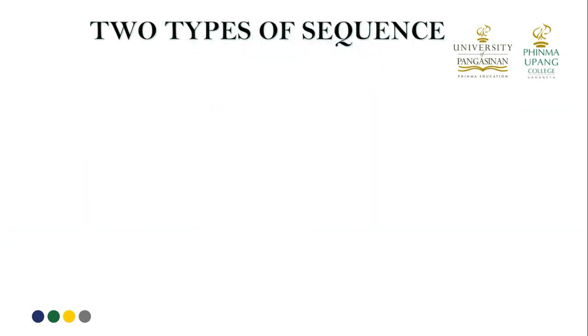And aside from that, we have two types of sequence. And these are what? What are the two types of sequence? Sinabi finite niya kanina. And infinite. Yes, it's the finite. We have the finite and infinite.